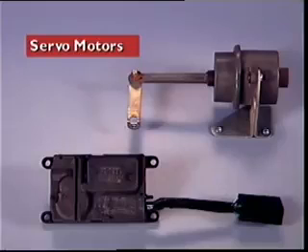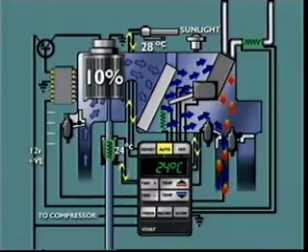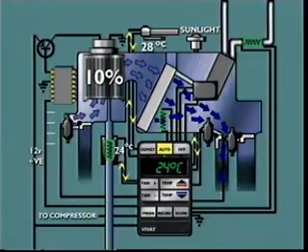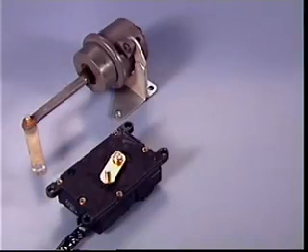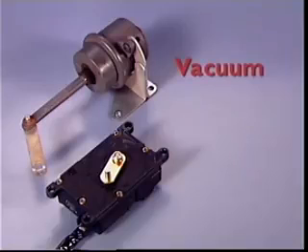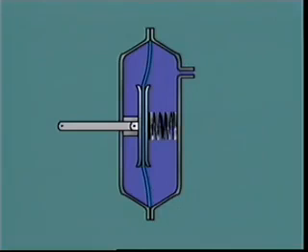This section examines servo motors for automatic climate control air conditioning systems. Servo motors are used to control flaps and valves in the heater and air conditioning systems. By repositioning the flaps and valves, the output temperatures can be adjusted to the temperature desired by the occupants of the vehicle. Servos can be one of two types: vacuum servos and electrical servos.